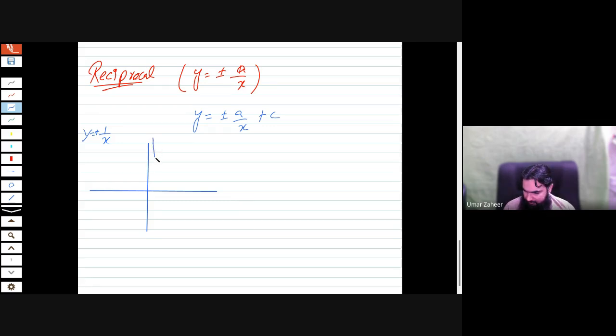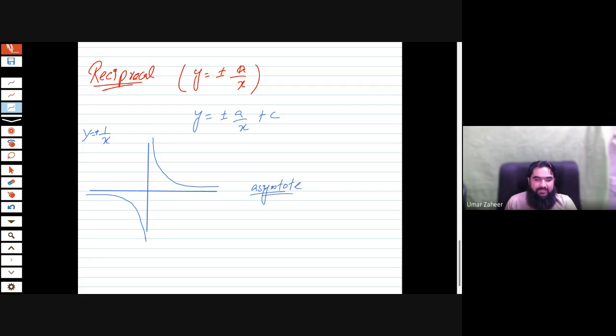So the graph is going to look like this. If you zoom in, the graph is closer to the x-axis, but it will never touch the x-axis. In the same way, this graph is closer to the y-axis, but it will never touch the y-axis. From here, it is going to be closer to the y-axis, but never touch it. In the same way, it is closer to the x-axis. So these lines which the graph gets closer to but does not touch are known as asymptote. These lines are known as asymptote.